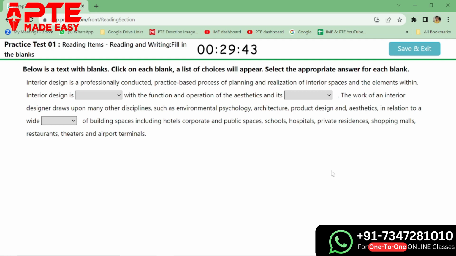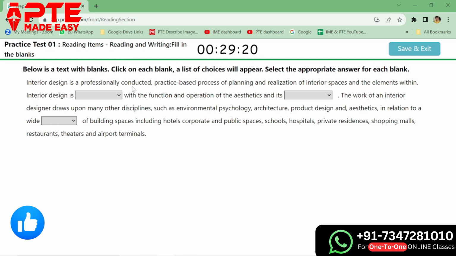As you can see, the timer is running, so we have very limited time and we have to finish the whole reading test. I'll tell you how you need to do it and the strategies you need to use in order to finish it on time. Let's get started. We have reading and writing fill in the blanks here, and we have the first fill in the blank in which we have drop down options.